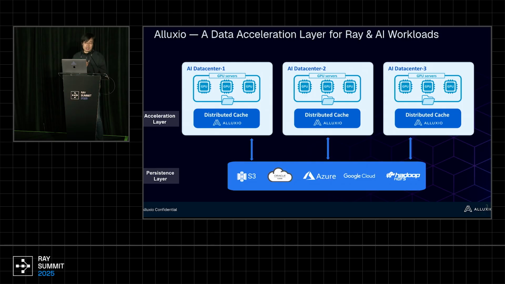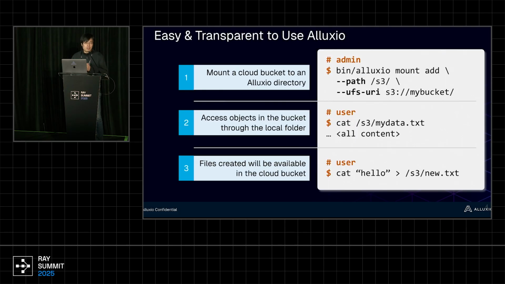We are a data acceleration layer for Ray and for AI workloads. You can think of it like this: you have the persistent layer on S3, Oracle, Azure, GCS, even on-premise storage like Hadoop. And then you put this data access and acceleration layer, Alluxio, into your GPU clusters or CPU clusters. Then you can access data just like accessing your local disk, your local mount. It gives you the feeling you are just using a NAS, but actually it's backed by a cloud storage service, buckets. Okay, that is at a very high level what Alluxio is. Just to give you a feeling.